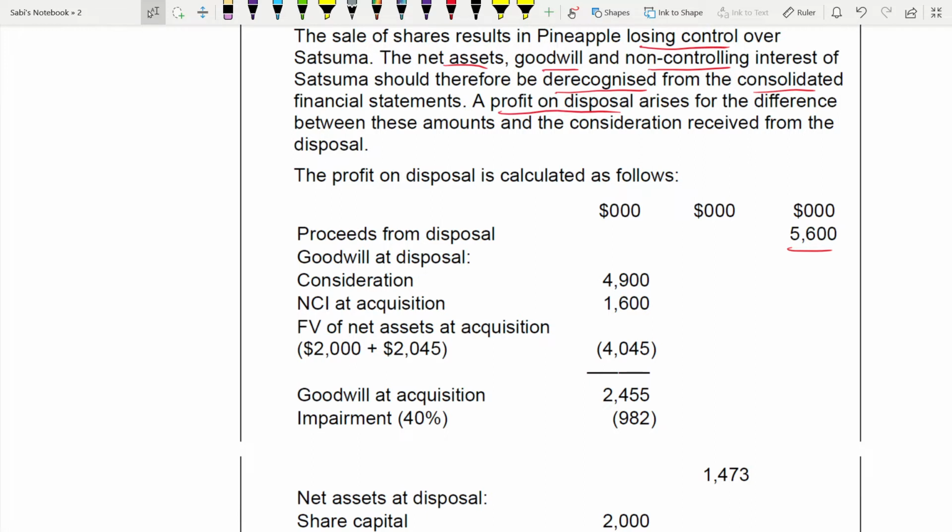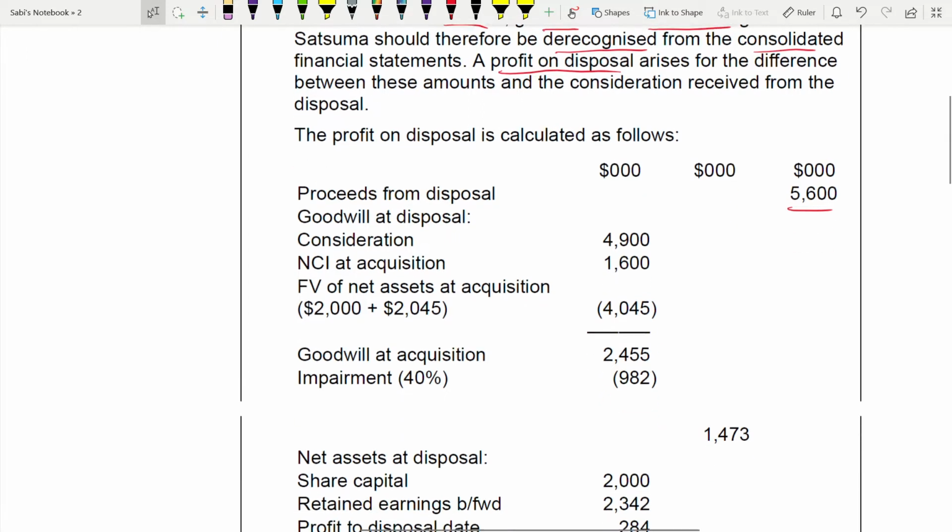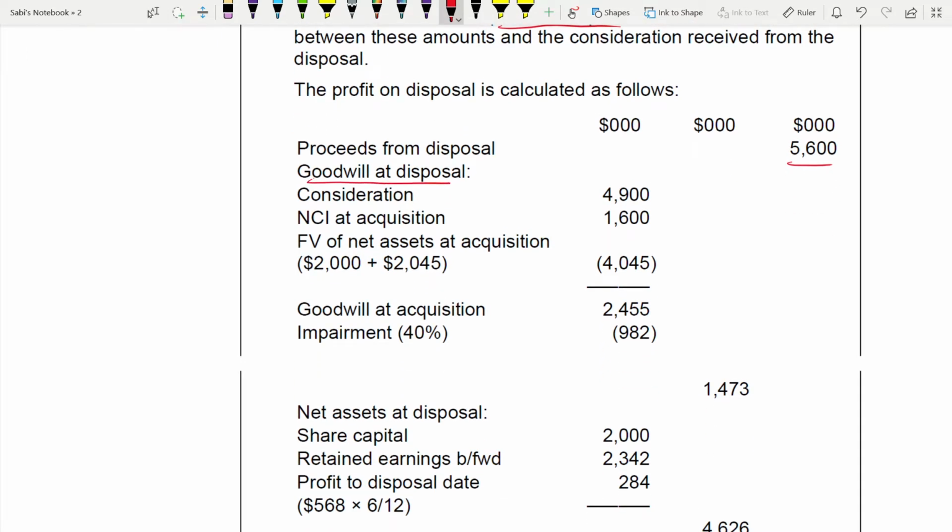So let's start with the consideration. What consideration? Goodwill at disposal. You first have to find what is the amount of the goodwill. One by one, we are going to deal. What are the three things you are de-recognizing? Goodwill, net assets, NCI. So first, we are going to deal with the goodwill. Okay, one by one. Don't think about net assets and NCI right now. So for goodwill, how do you calculate goodwill? What are the things you need for goodwill? Consideration, NCI, and fair value of net assets. And at the date when you acquired it for the first time, right? So what is the consideration at that date?